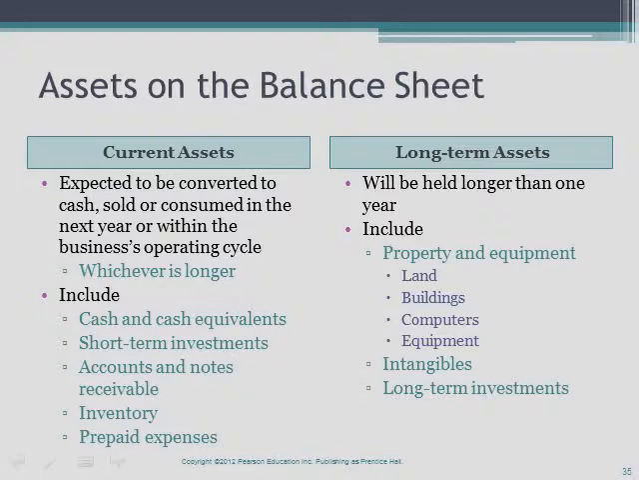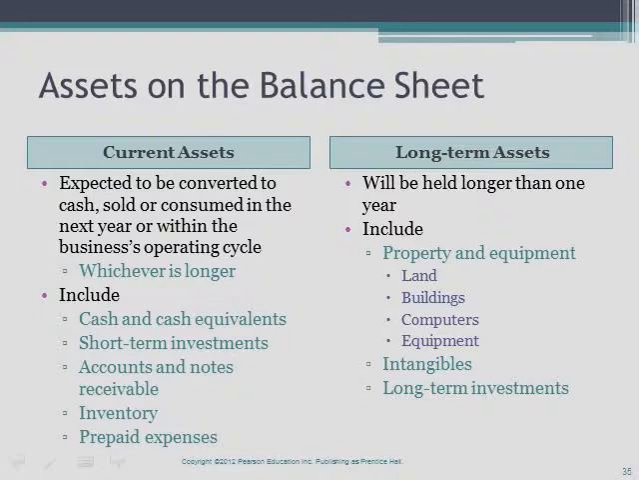Current assets include cash and cash equivalents, short-term investments, accounts receivable and notes receivable, merchandise inventory, and prepaid expenses. All companies have cash. Cash is the liquid asset that's the medium of exchange, and cash equivalents include money market accounts or other financial instruments that are easily convertible to cash.